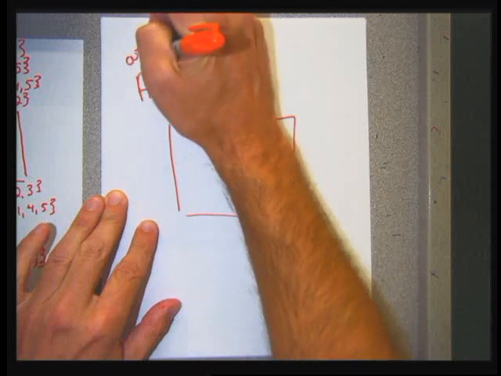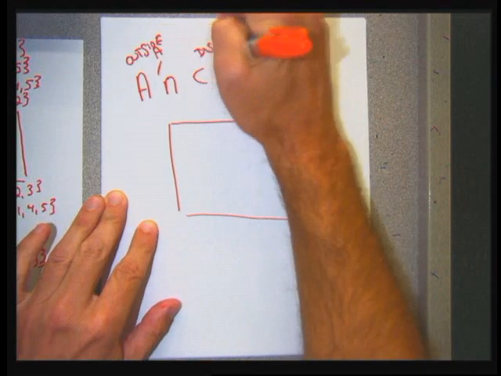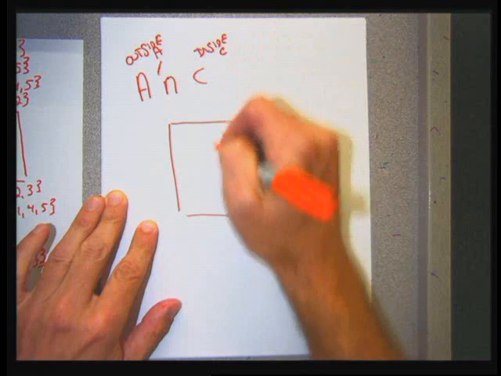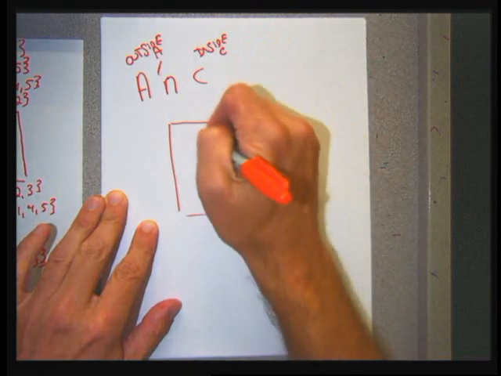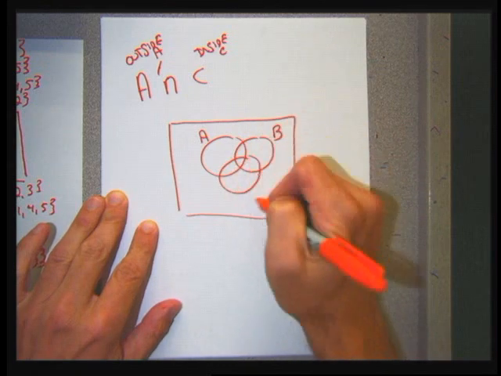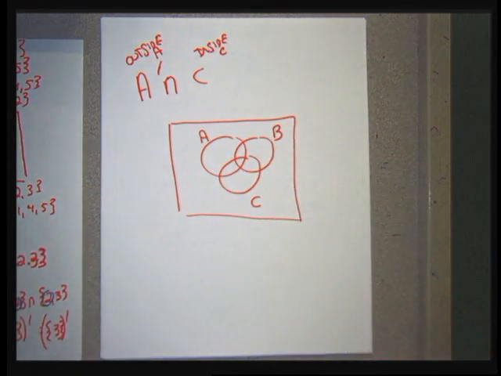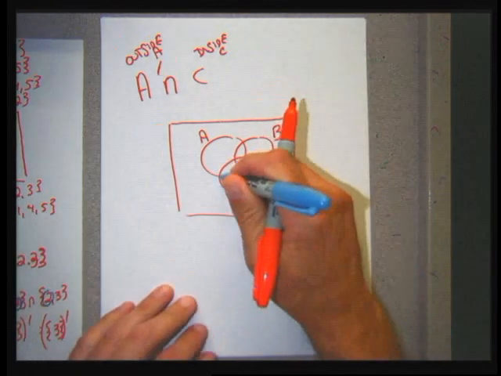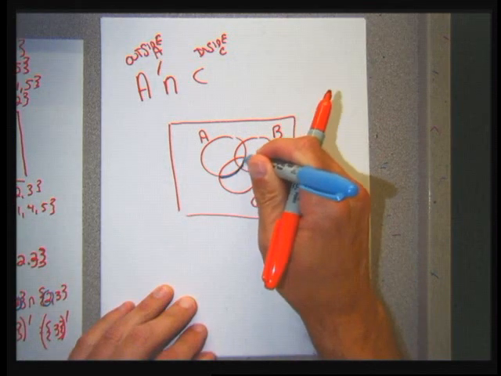So I'm going to be outside the A, and I want to be inside the C. So when I look at A prime intersection C, I understand what that means. It means I want to be outside of the A circle, but inside the C circle. It's going to be this region right here.